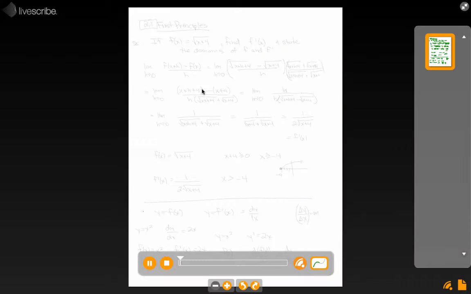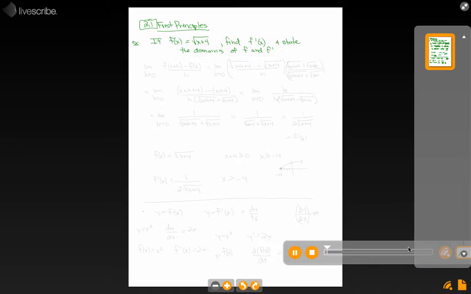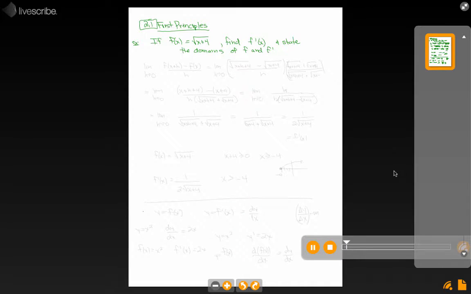This example comes out of section 2.1, first principle. The radical function f of x equals the square root of x plus 4. We're asked to find the derivative of that and state the domains of the original and of the derivative.